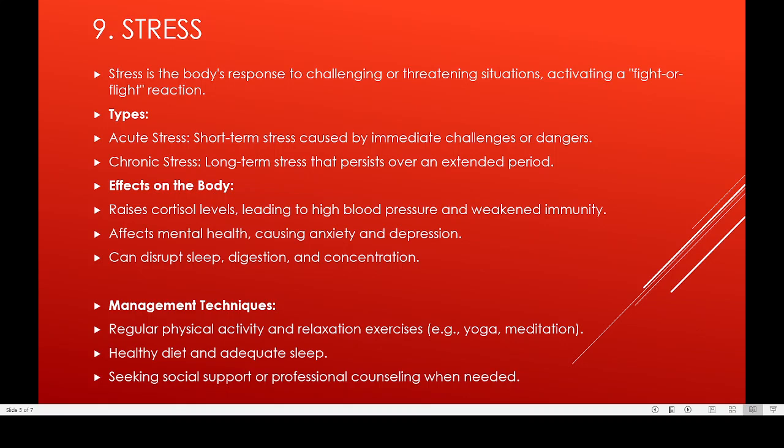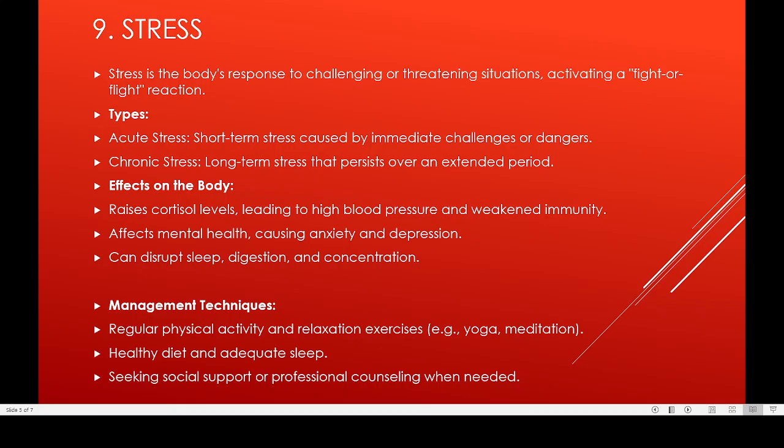But chronic stress can, over a period of time, affect you mentally and physically. It makes you look older. It makes you look less young. Then what are the effects of stress? It raises cortisol level. Cortisol is a hormone. So when you have stress, there is a chance of high blood pressure and reduced immunity. So that is one important problem of stress. So if you don't know how to keep your body stress free, you are actually inviting a lot of disease, a lot of trouble for your body. So this is very important.